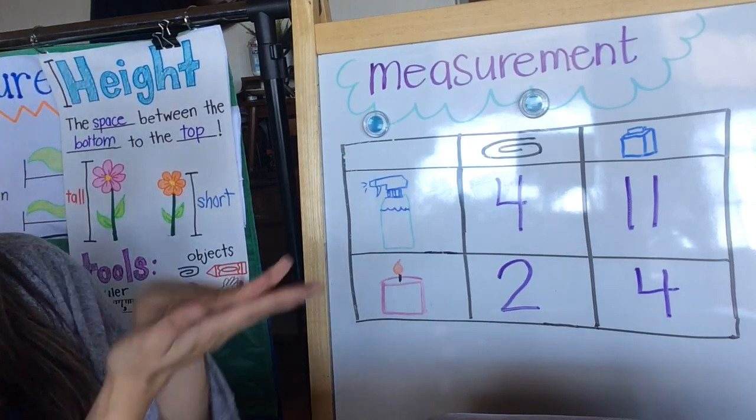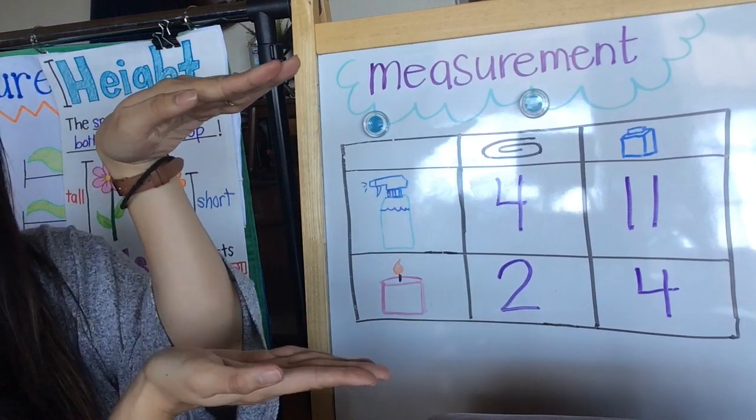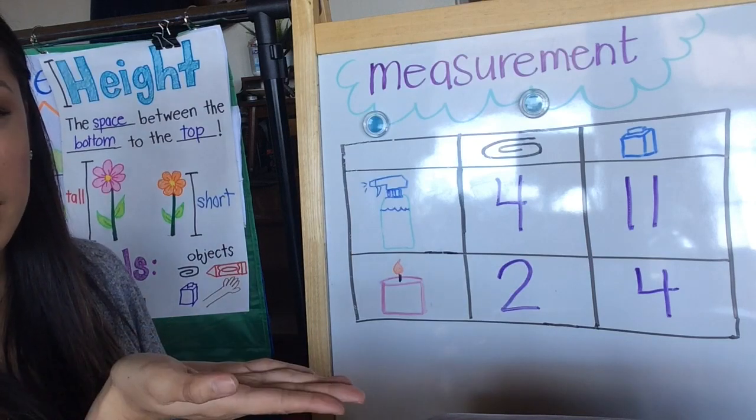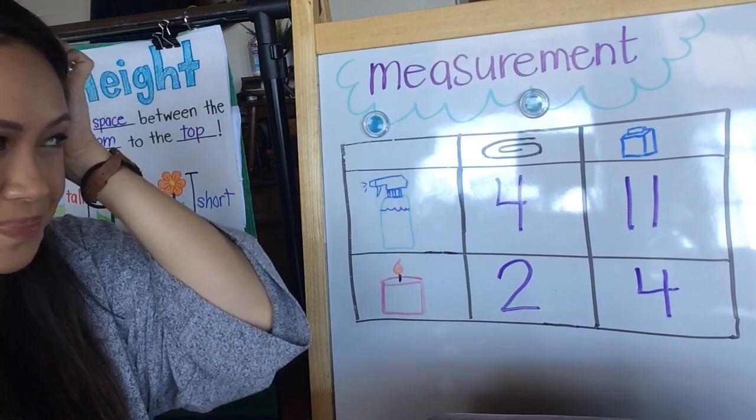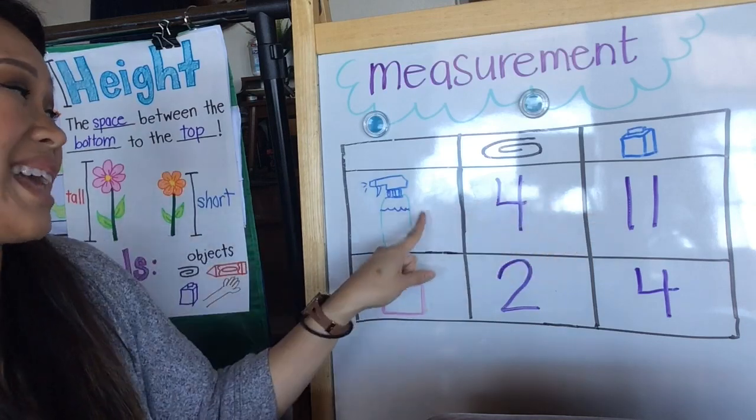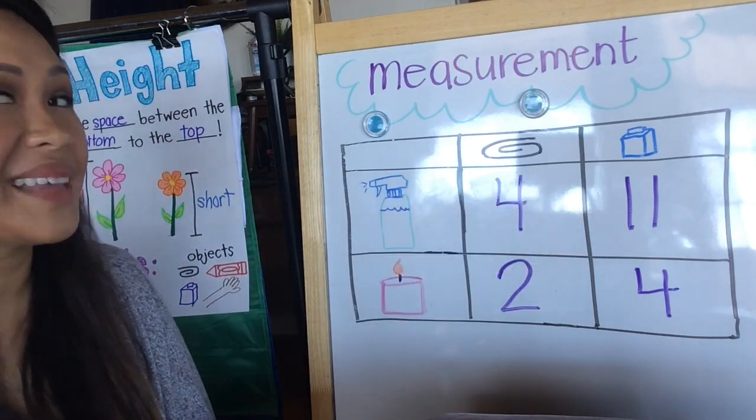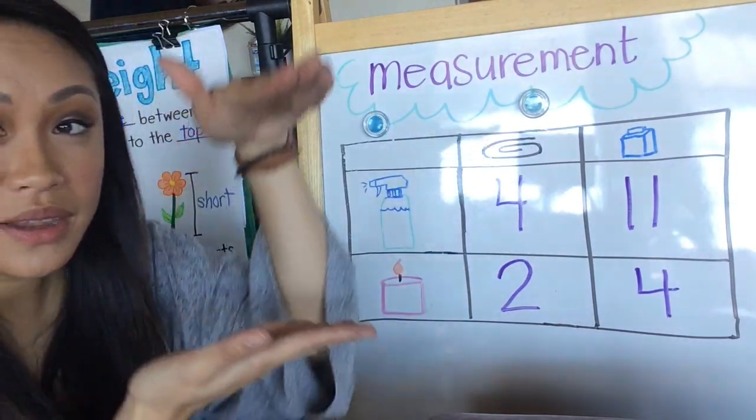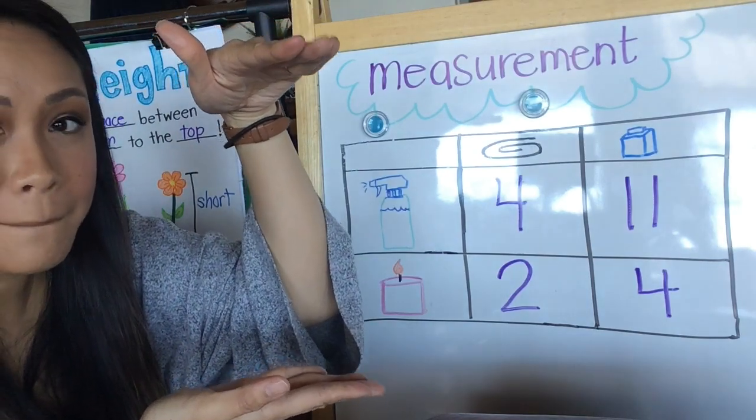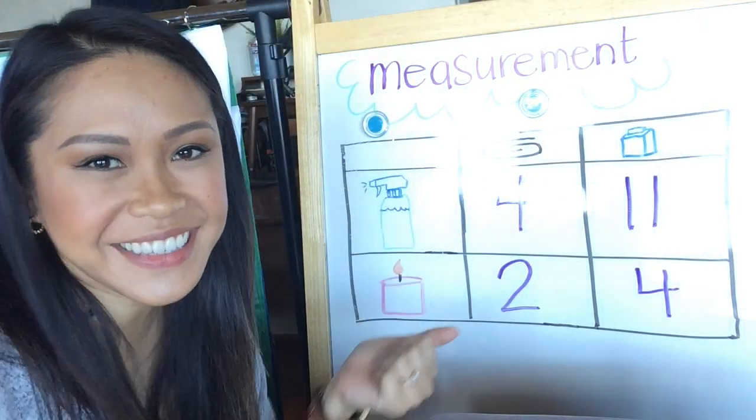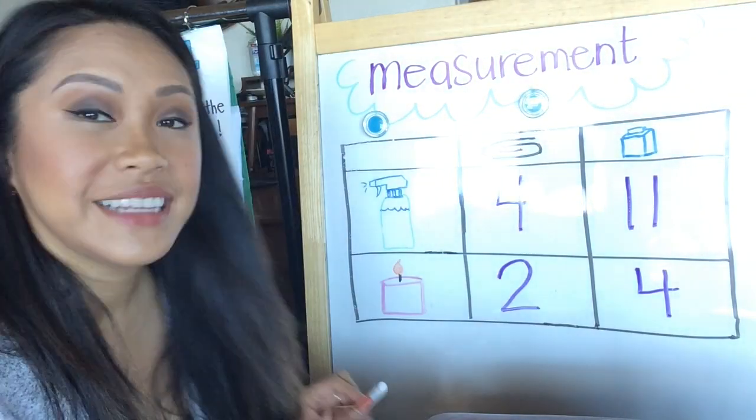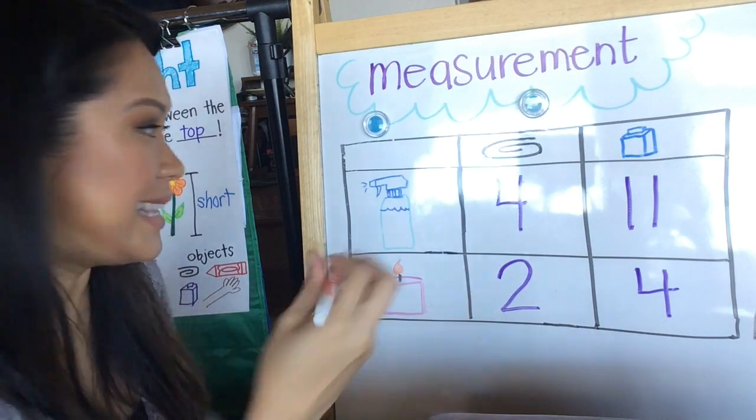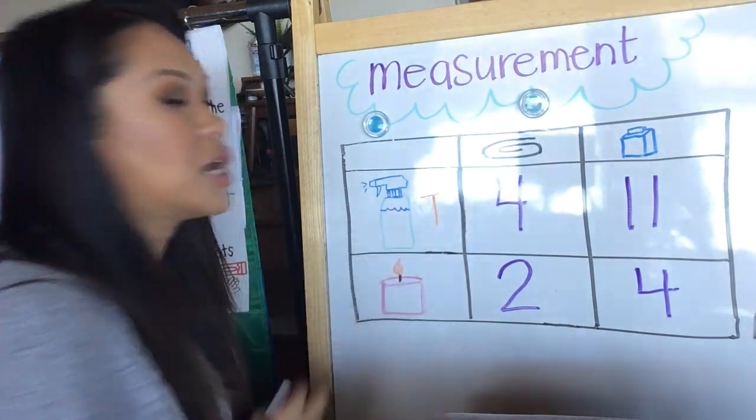Remember, taller has a bigger space in between the bottom and the top. And shorter has a smaller space between the bottom and the top. So, when I'm looking at these numbers, I can see that the spray bottle has more space in between because its number's bigger. So if it's a bigger space, what is it called? Nice! You guys used the word correctly. It's tall. So the spray bottle is actually taller. So we're going to put a T here to remember that it's tall.